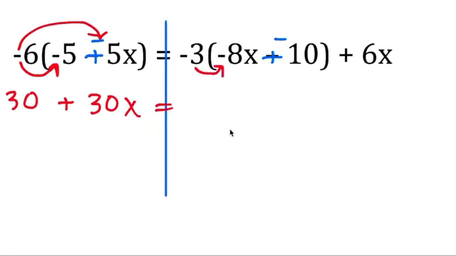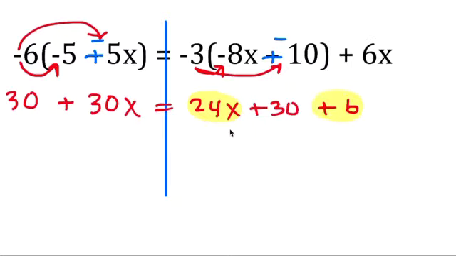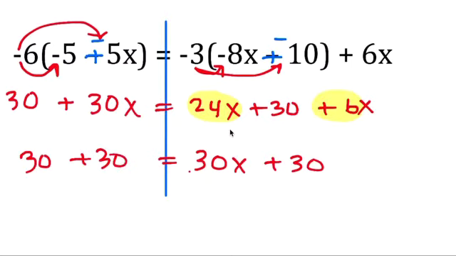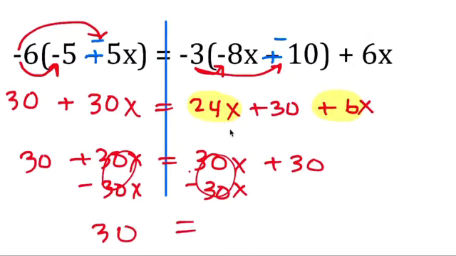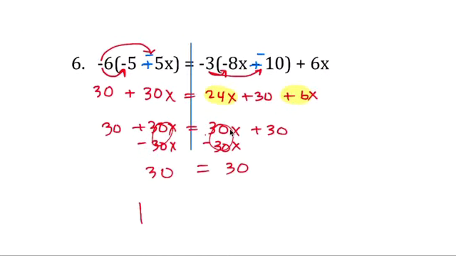Do all the distribute here. That's a positive 24x, two negatives make a positive, and a positive 30 plus 6. Okay, this side I can combine these two, oh, forgot to put the x. Combine those two together to get 30x plus 30. And that is the same as 30 plus 30x, right? And if you minus 30x, minus 30x, you'll get 0. 30 equals 30. Infinite solution.